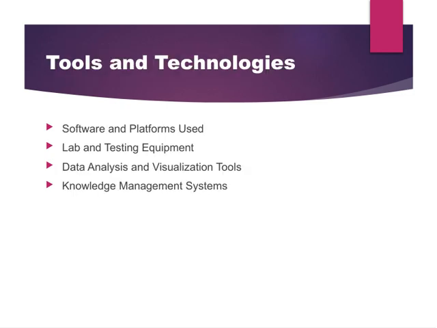Now, let's take a look at the tools and technologies that powered our project. First, we relied on a variety of software and platforms to manage different aspects of our work, from design to communication. These tools helped us stay organized and efficient throughout the process. Next, we used specialized lab and testing equipment to gather accurate data and ensure the validity of our results. These physical tools were essential for conducting experiments and validating our hypotheses in real-world conditions.